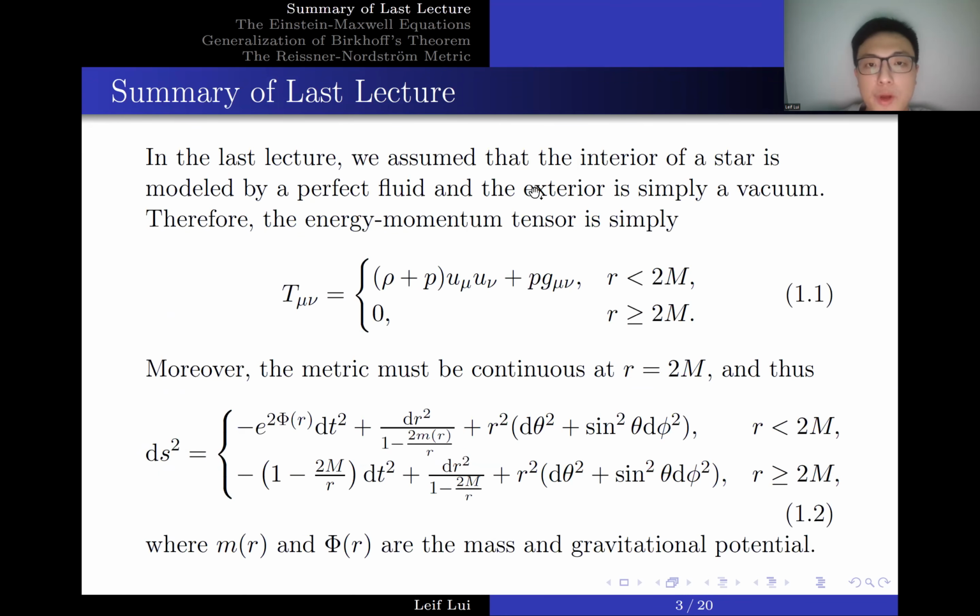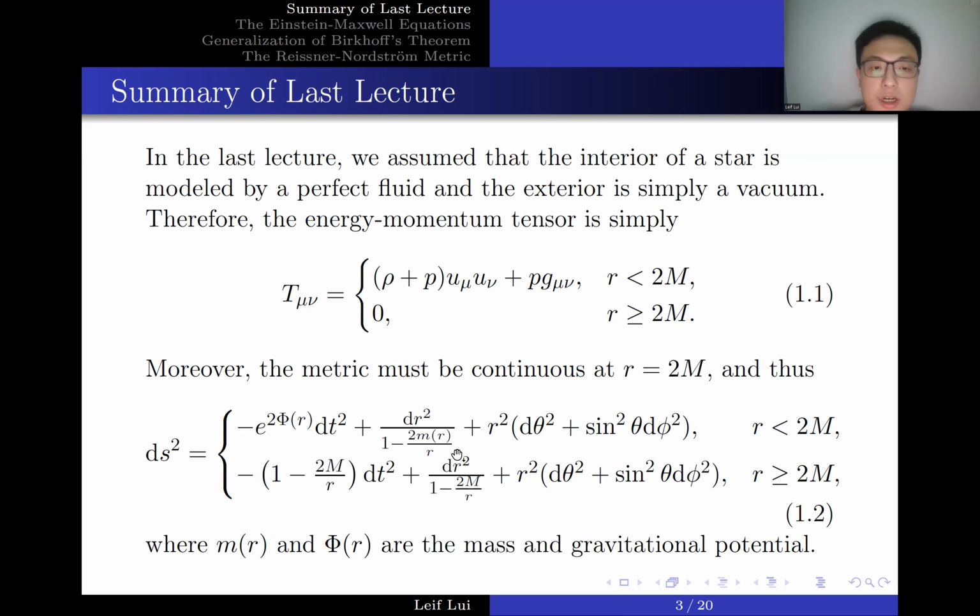Recall, in the last lecture, we assumed that the interior of a star is modeled by a perfect fluid, and the exterior is modeled by a simple vacuum. So the energy momentum tensor is simply as follows, where R less than 2m is the perfect fluid energy momentum tensor, and R greater than 2m is the vacuum energy momentum tensor. Moreover, for the metric to be physically meaningful, it has to satisfy some conditions like hydrostatic equilibrium. And as a result, the metric must be continuous at R equals 2m. And thus, we write the metric in the following form.